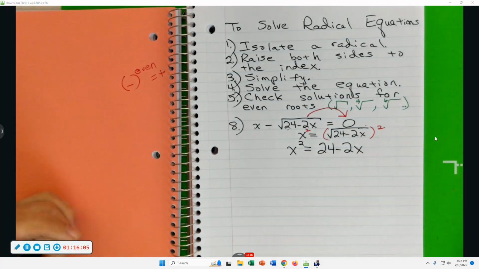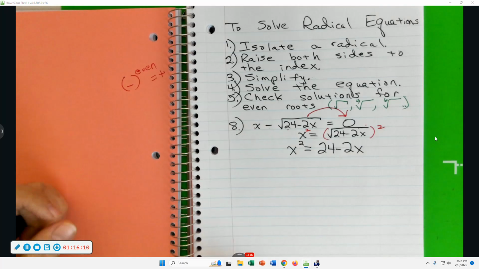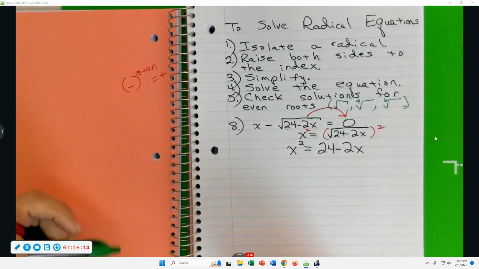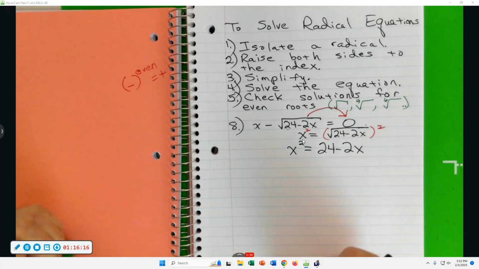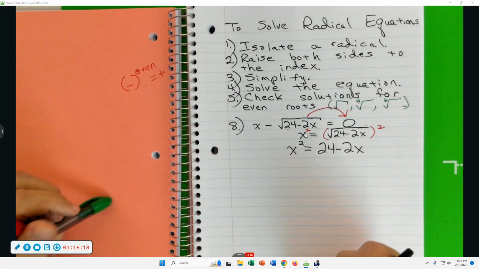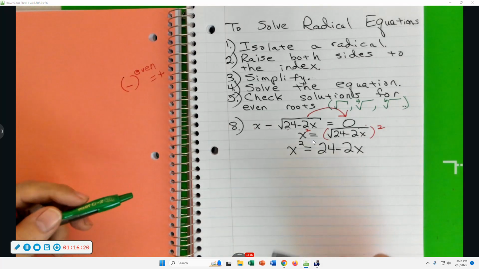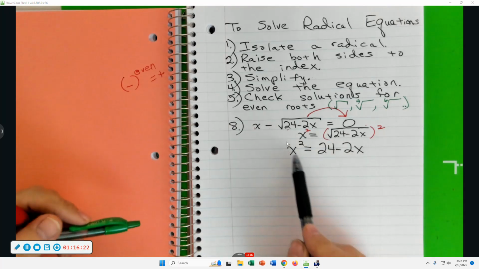Good. It's quadratic. That means we need to get it set equal to 0. How do you know it's quadratic? How do I know it's quadratic? That's a good question. What do I see that says it's a quadratic equation? The square. You have to have the variable squared. That's what makes it quadratic.